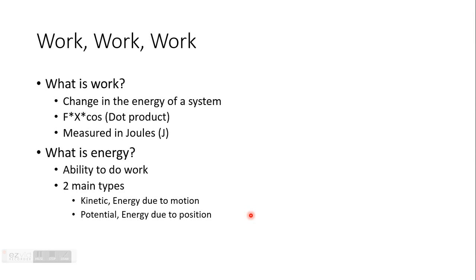And so energy is the ability to do work. That sounds kind of circular, but it will make sense later on. So there are two main types of energy: kinetic energy, which is energy due to motion, and potential energy, which is energy due to position.